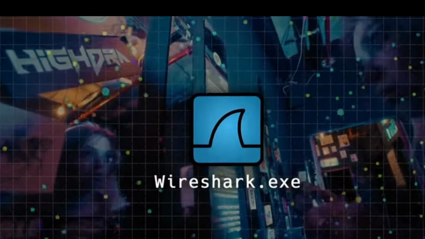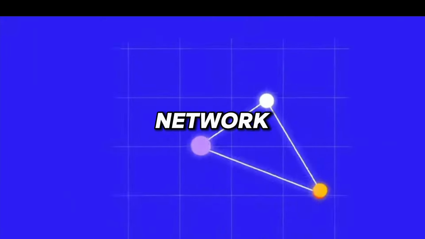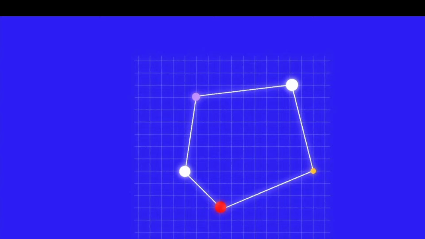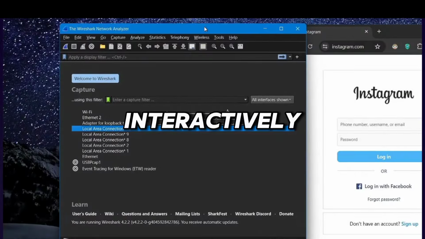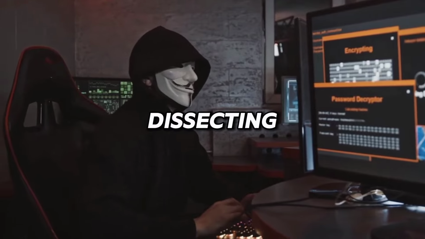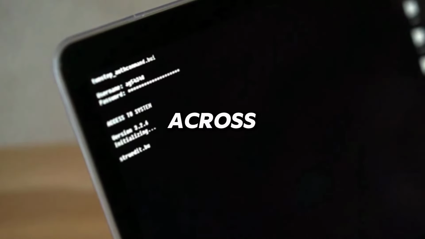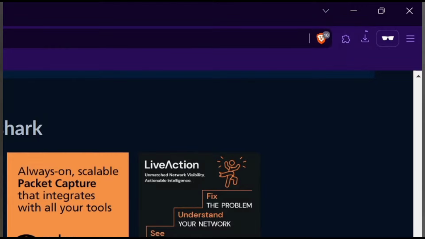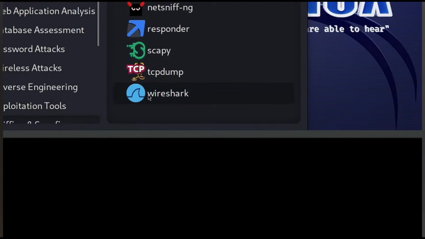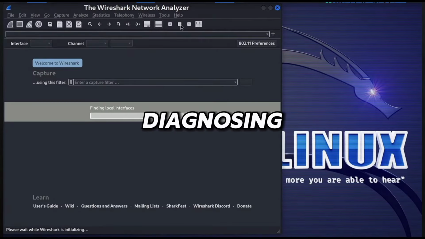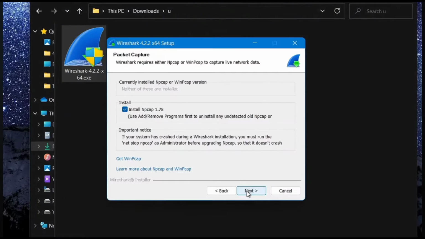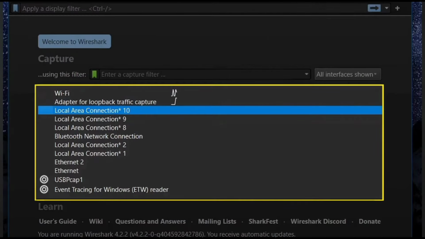Moving on, Wireshark stands out as one of the most trusted network protocol analyzers. This tool allows users to capture and interactively browse the traffic running on a computer network. By dissecting data packets, Wireshark provides insights into what's happening across the network at a granular level. This capability is crucial for troubleshooting network issues, diagnosing performance bottlenecks, and identifying potential security threats.